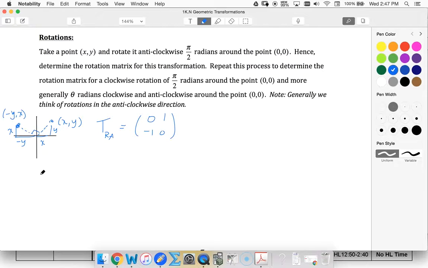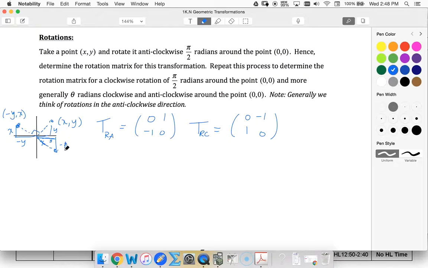If I do the opposite, if I rotate 90 degrees or pi over 2 clockwise, then I'm going to end up with this line down here. Again, I've got a slope of y over x, so this slope is going to be negative x over y, and here's my negative this time, negative x over y. So transformation of a right angle clockwise, I'm going to end up with [0, 1; -1, 0].